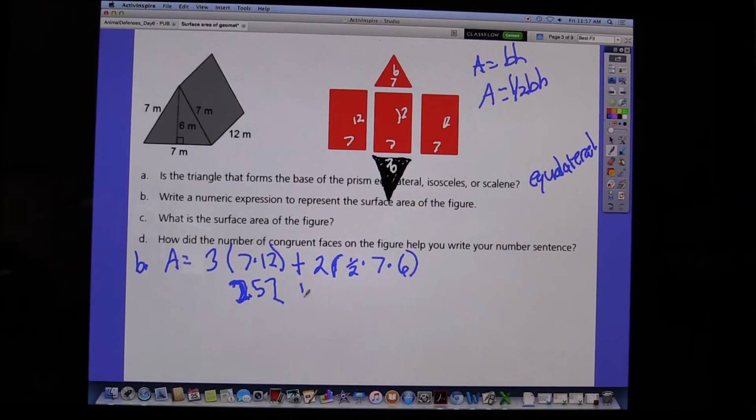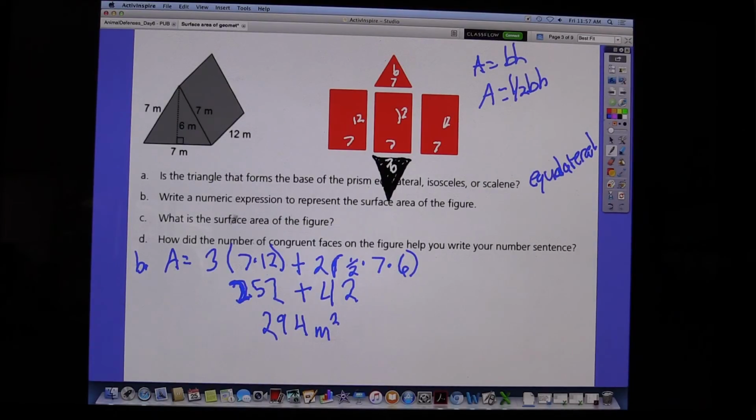Yes. Plus, well, let's do this one this way. Half of 6 is 3. 3 times 7 is 21, and I can do that any way I want to because of the commutative property of multiplication. I can say half times 6 first. So half times 6 is 3. 3 times 7 is 21. 2 times 21 is 42. You got that? Yeah. So now I just have to add those together. And so that's going to give me 294, and the unit measure is meters squared. So I would say the surface area of the figure is 294 meters squared.